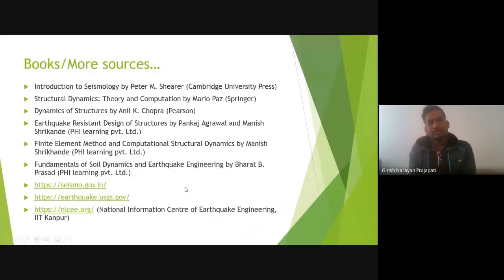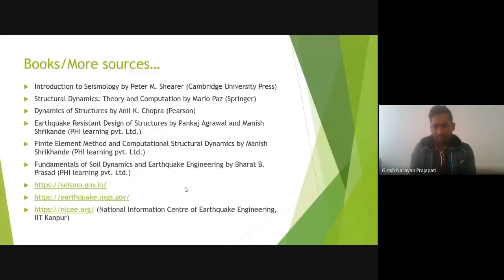And if you want to learn basic earthquake tips and much more, you can go through NICEE, the National Information Center for Earthquake Engineering, IIT Kanpur. They provide a lot of data there, and you can understand the basics of earthquakes very easily: how buildings behave, what the different kinds of cracks are, how the soil behaves, what should be done, what the code provisions are, what the code is saying, and how to design our building.